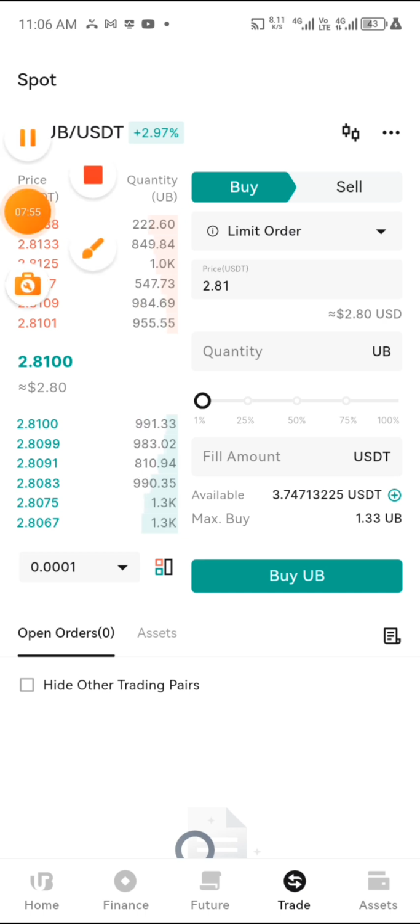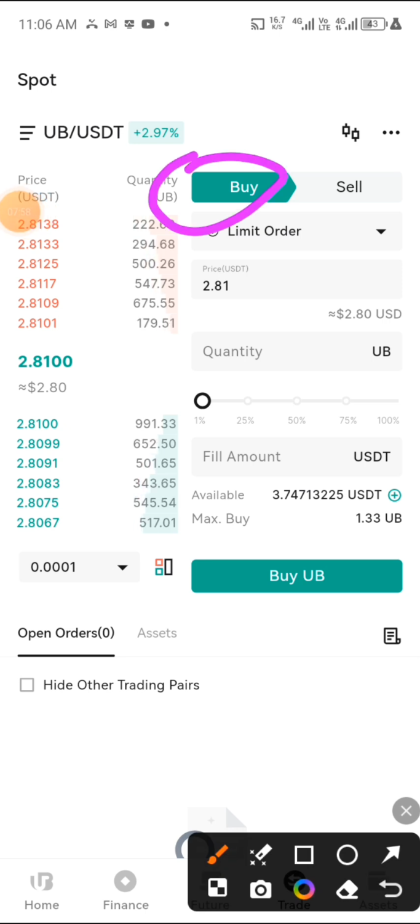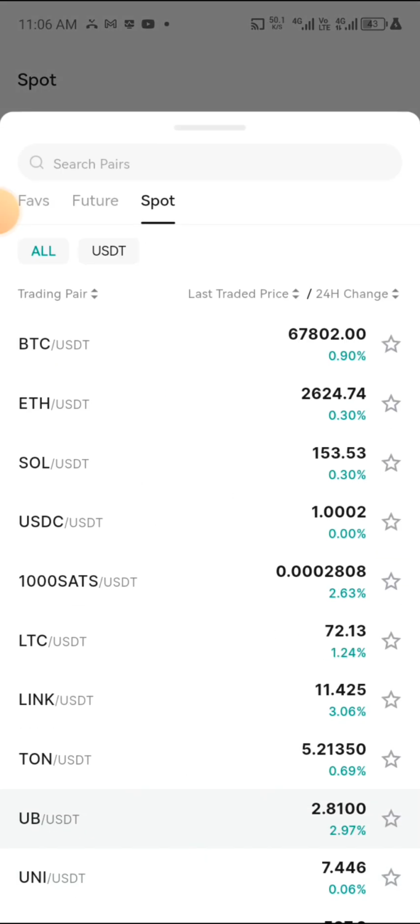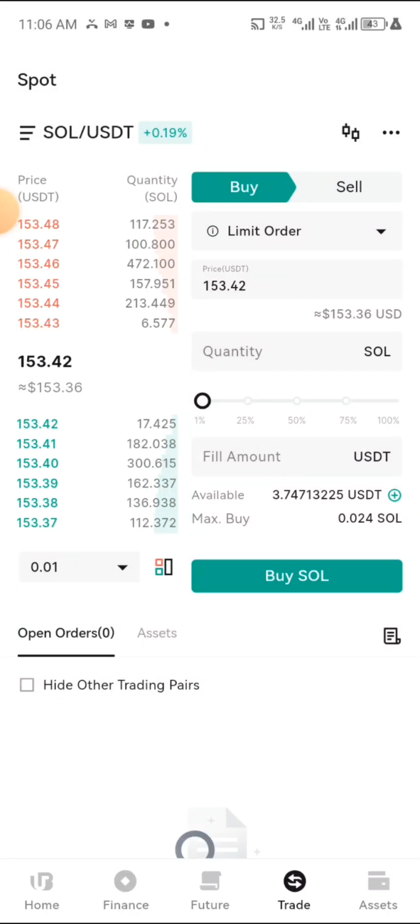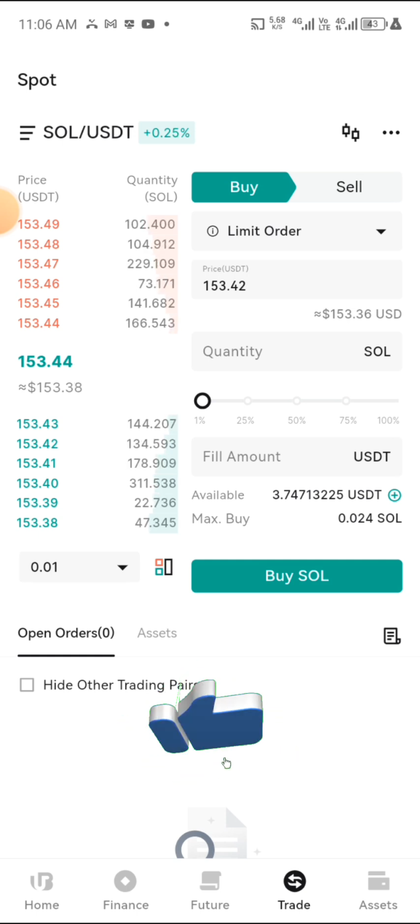Maybe they just do spot trading, maybe they buy or sell UB, or they buy Bitcoin from here, or any other crypto, they buy Solana or something like that. They buy and sell like that. You will be making your own profit percentage from whatever they do on this exchange. So these are two ways you can earn money on Ubit exchange without even depositing money on it.